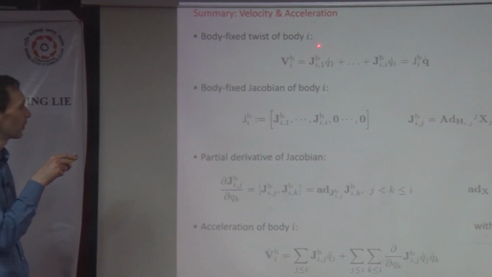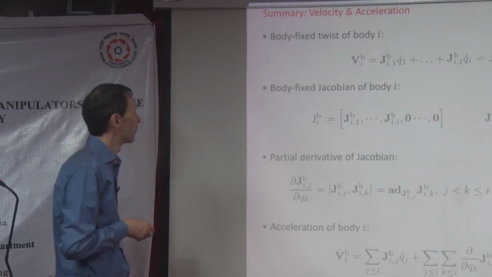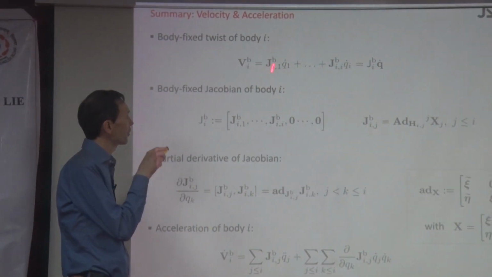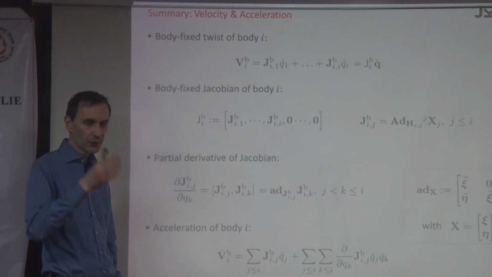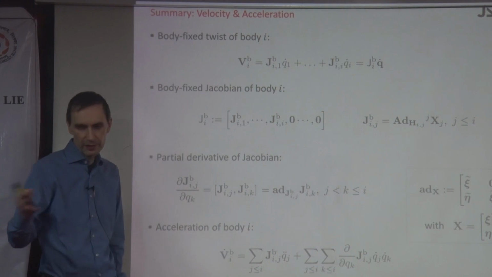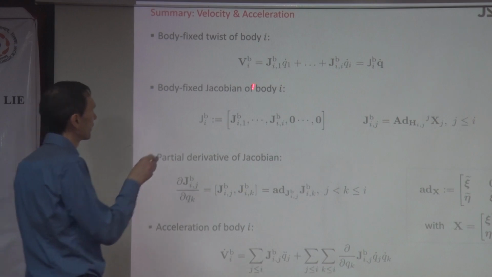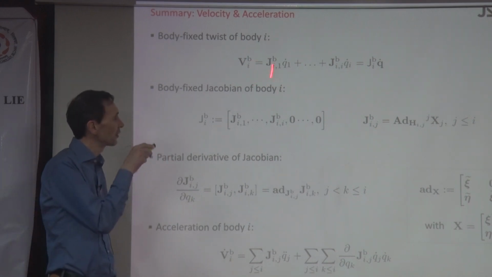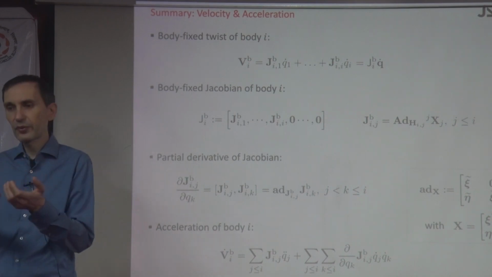The twist is given by the sum of the columns of the Jacobian. And if you don't want to call them the columns of the Jacobian, you should remember that they are actually the instantaneous screw coordinates of the joints, right? So you just measure the screw coordinate of the joints relative to the frame I, and then you get these. And they are changing in time. I mean, they are changing with the pose of this system.